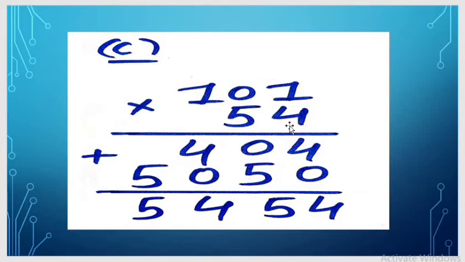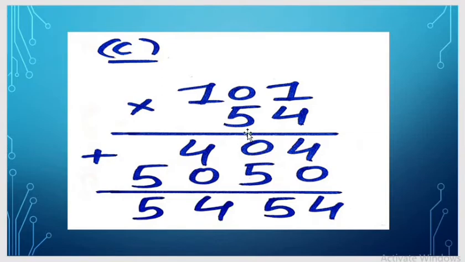So now 4 ones are 4, 4 zeros are 0, 4 ones are 4. So we write it like that. Then we put the addition sign, then after that the compulsory 0. It is the rule of maths. Whenever we do 2-digit multiplication, we put the compulsory 0.